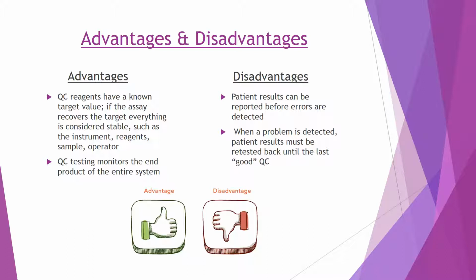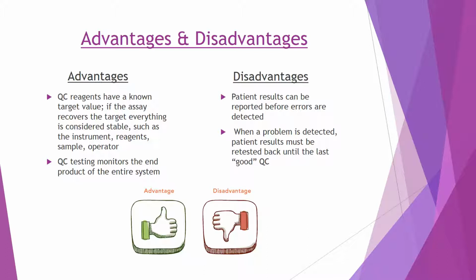Now, as with everything in the lab, and really everything in life, there are advantages to running QC and there are disadvantages. So the major advantage of QC is that the results are within acceptable range. So if the assay recovers the target that we're shooting for, then we can take that information and consider everything else stable. That includes the instrument, the reagents, the sample, the operator, and so on. So QC testing monitors the end product of the entire system as well. And the end product of the entire system is the patient result. And that really gives us confidence in the whole process.